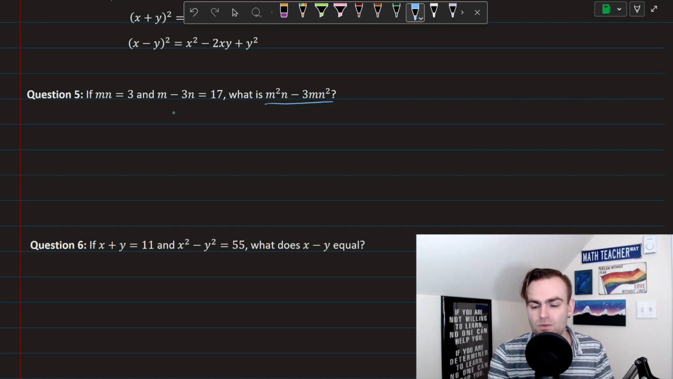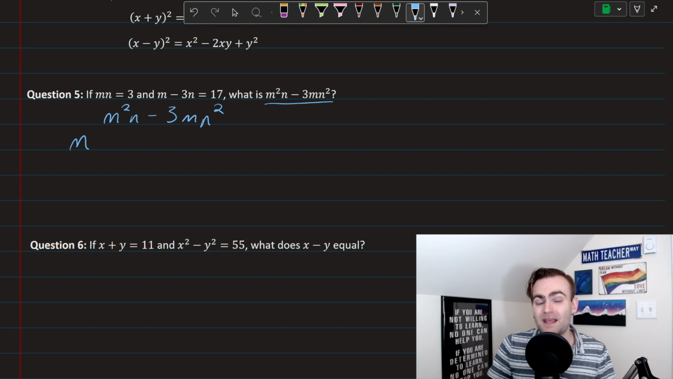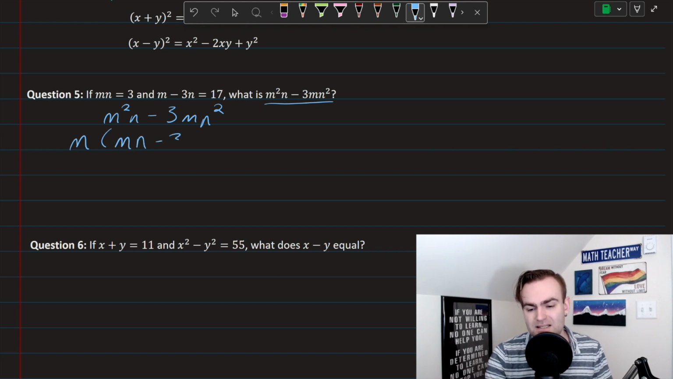So the first thing I'm going to do is rewrite this. So we have m squared n minus 3m n squared. I notice that they both have an m in common. So what I can do is factor that m out. Now, factoring, again, is like division. So if I factor it out and it goes away, it doesn't turn into a 0, it turns into a 1. So factoring out an m gives me mn minus 3n squared. So that m just turns into a 1.